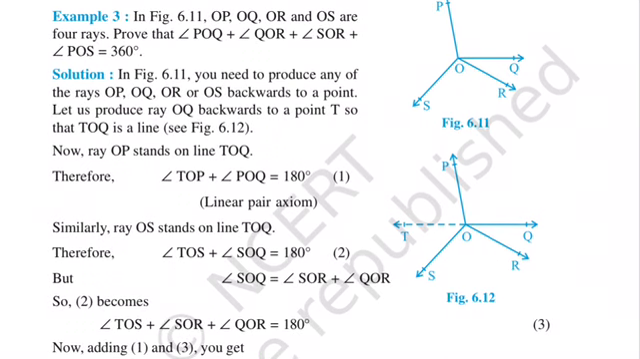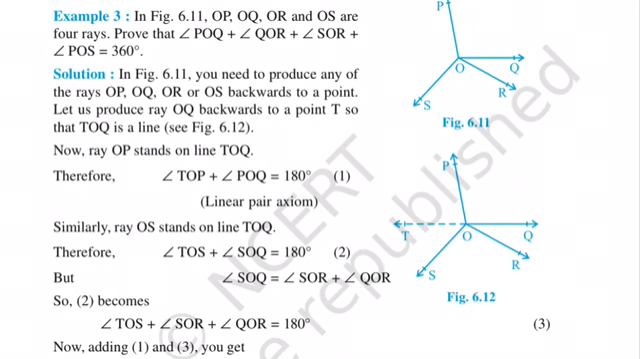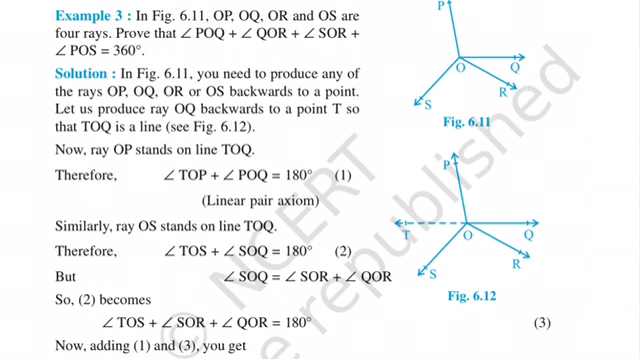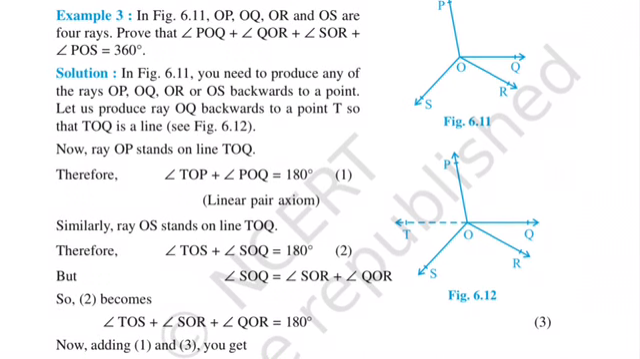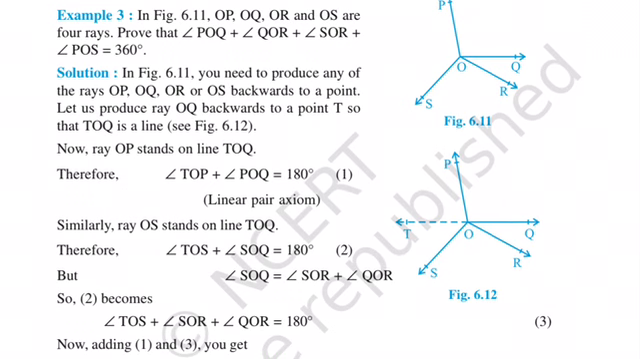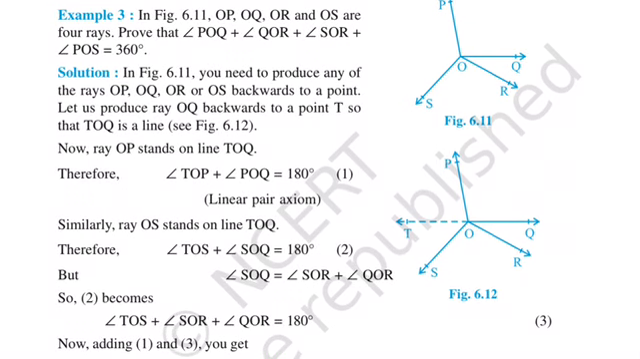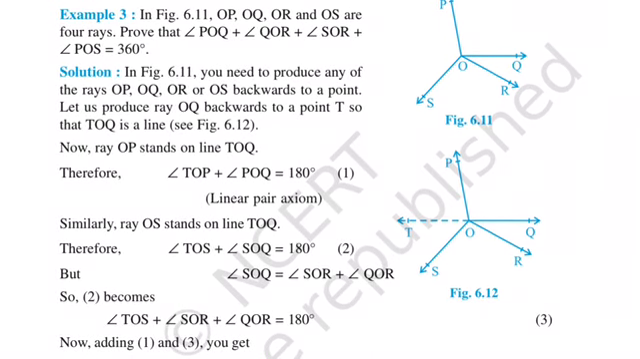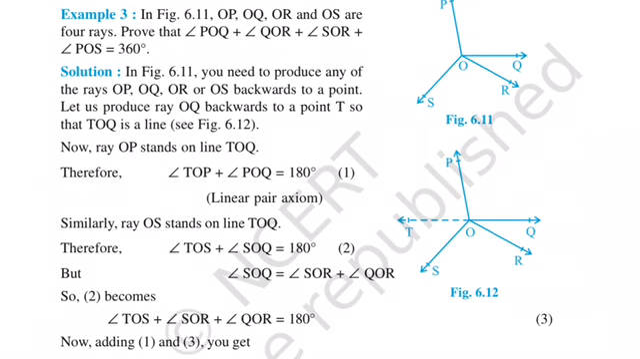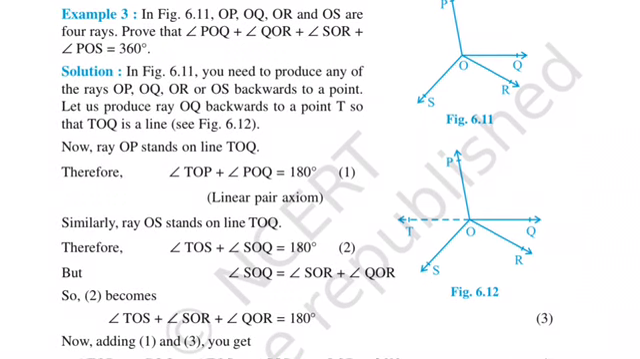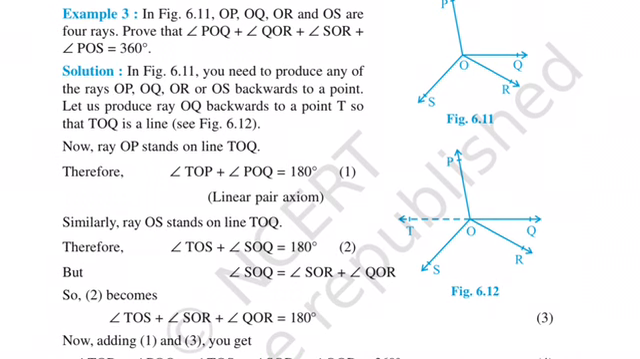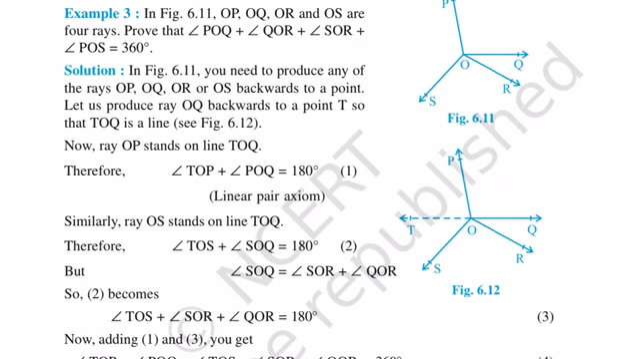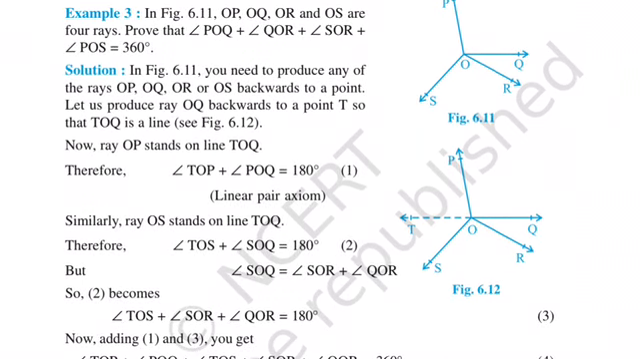In figure 6.11, you need to produce any of ray OP, OQ, OR or OS backward to a point. Let us produce OQ backward to a point T so that TOQ is a line. Now ray OP stands on line TOQ. On this line TOQ, rays OQ and OP are standing. That's why it forms a linear pair, which means angle POT, or you can say angle TOP, plus angle POQ is equal to 180 degrees due to the linear pair.